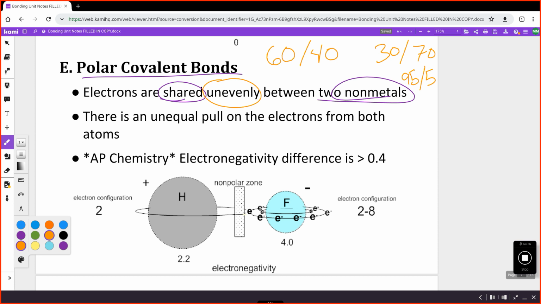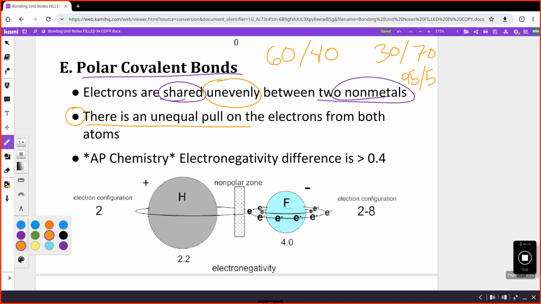Right? A video game controller, it's I get to play a game, my friend gets to play 3. Then I get to play a game and my friend plays 3. It's not an even sharing of the controller. And in a polar covalent bond, it's not an even sharing of an electron. The only way this happens is if there is an unequal pull. Right? If one atom is stronger than the other atom at pulling electrons.